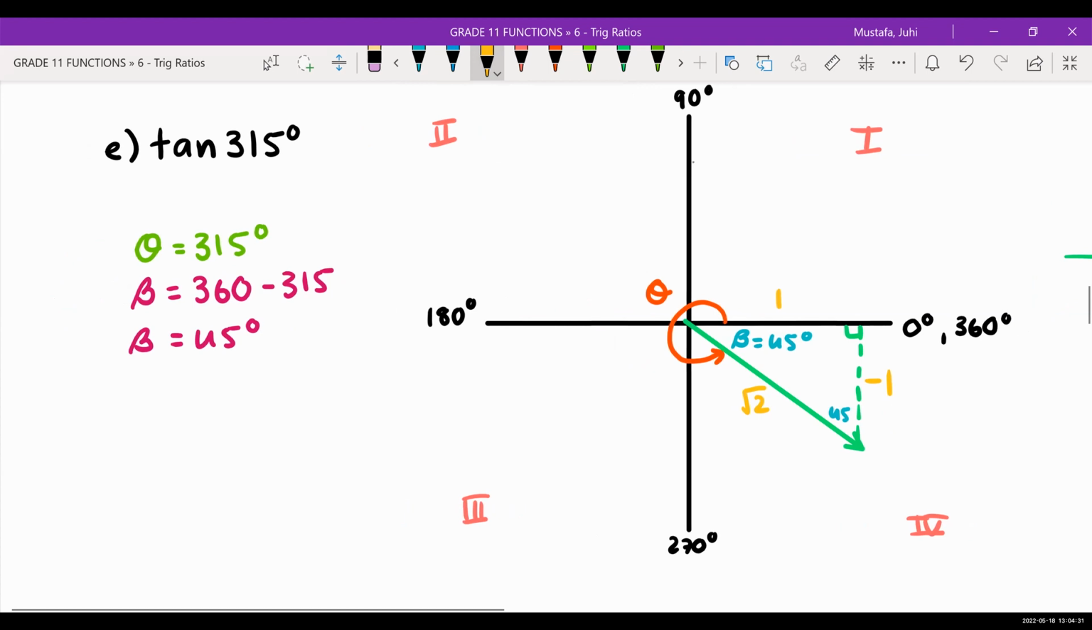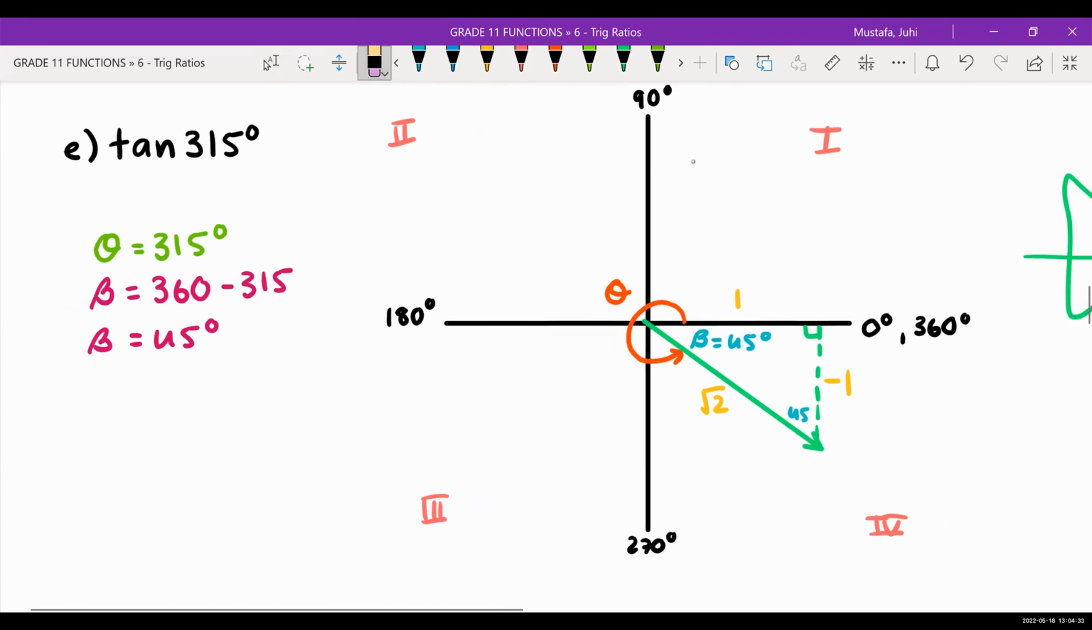Okay, now what exactly is the question asking us for? The question is asking us for tan of 315 degrees. But because we found a related angle, tan of 315 is the same as tan of 45 in this quadrant. So we're just going to look at our triangle and figure out what tan of this is. Tan of 45 is opposite over adjacent. And so what will our final answer be? Just negative 1.